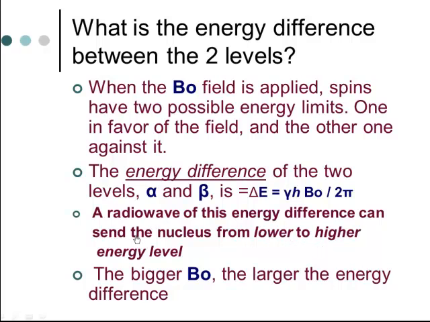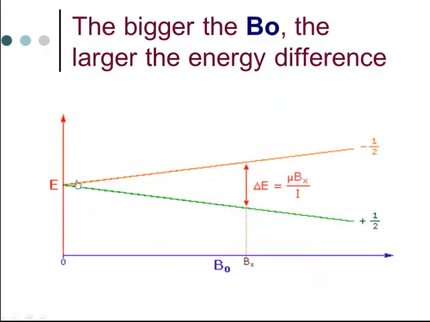So basically, to bring about the transition, it is the radio waves which are required in NMR spectroscopy. This graph is clearly depicting that the energy gap between the two levels increases with the applied magnetic field. So the energy is on the y-axis and the applied magnetic field is on the x-axis, and as the applied magnetic field increases, the energy gap between the two levels increases.